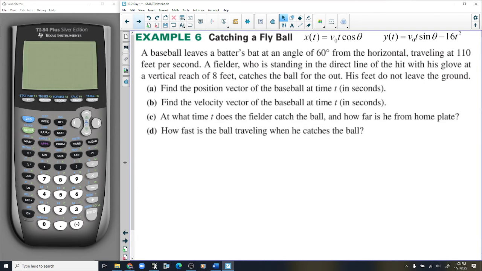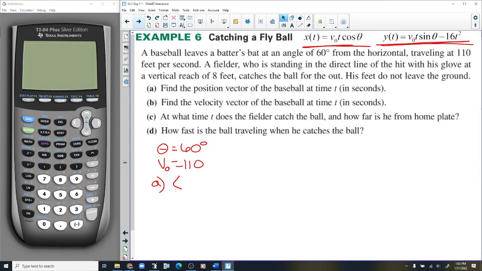These are the equations of a projectile right here in parametric form. A baseball leaves a batter's bat at an angle of 60 degrees from the horizontal, traveling at 110 feet per second. A fielder who is standing in the direct line of the hit with his glove at a vertical reach of 8 feet catches the ball for the out. His feet do not leave the ground. Well, theta is the 60 degrees, and the initial velocity is 110. So letter A, find the position vector of the baseball at time t.